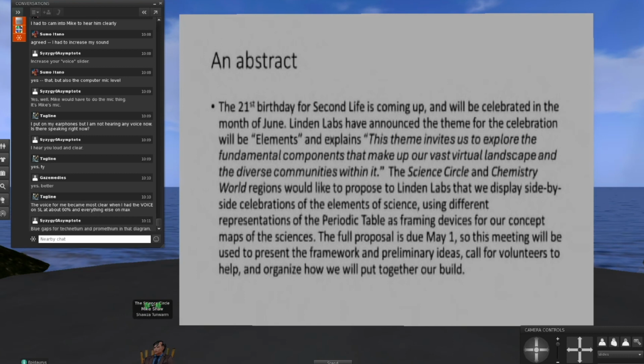So I suggested to the board that Science Circle participate this year in the birthday celebration. As a board, we talked about it a little bit. There is a full proposal due May 1st. So in this meeting, I'm hoping to get some volunteers to give us a hand with populating our exhibit and building up concepts.